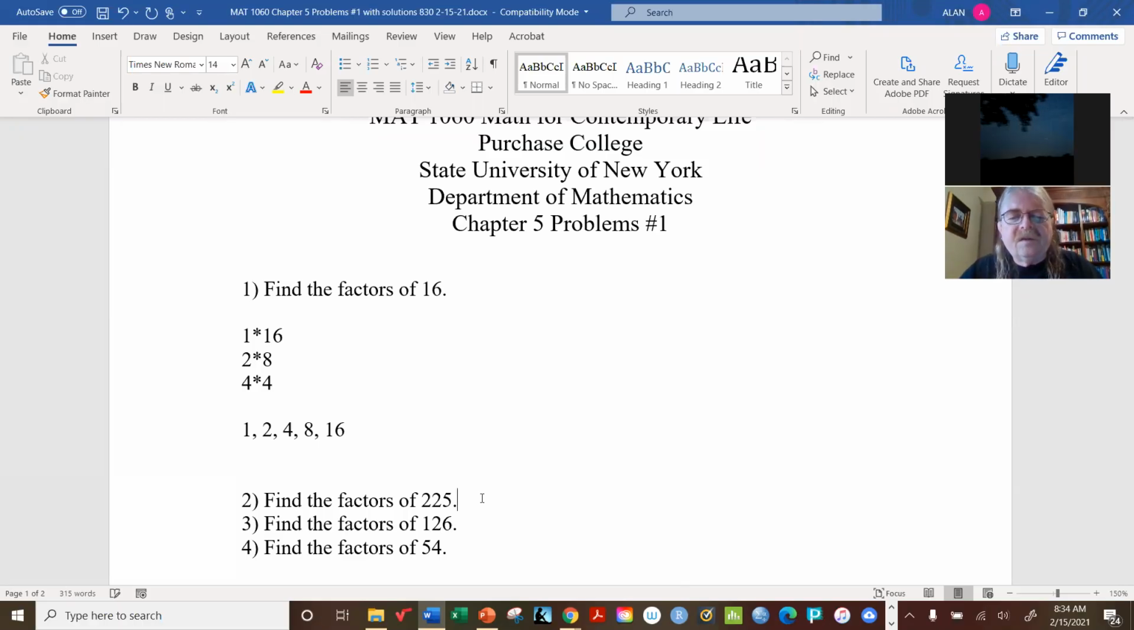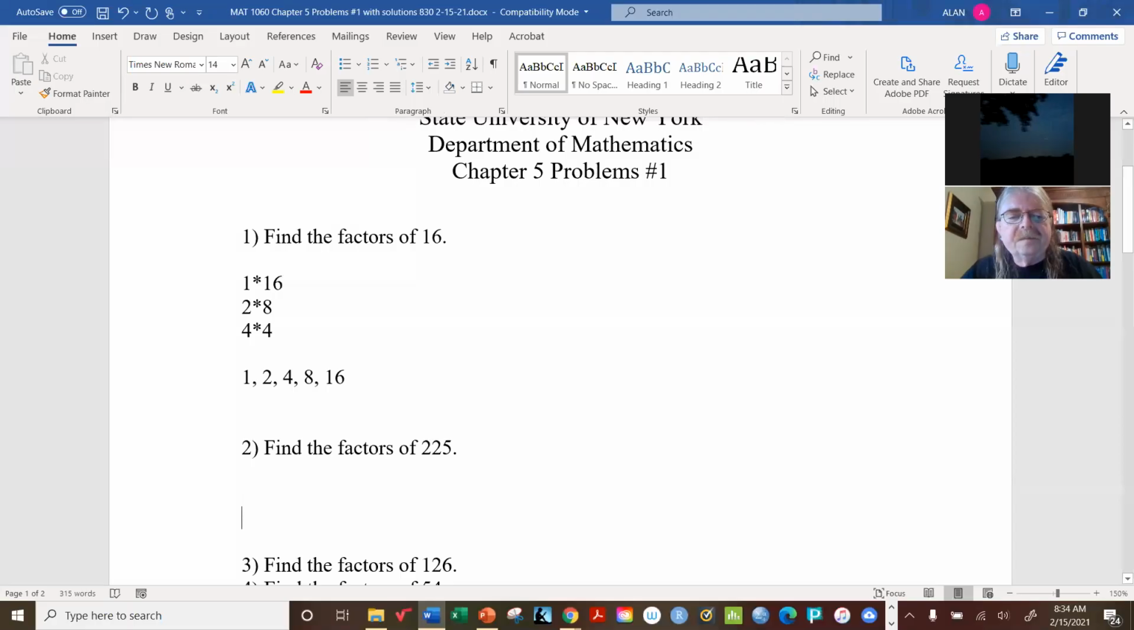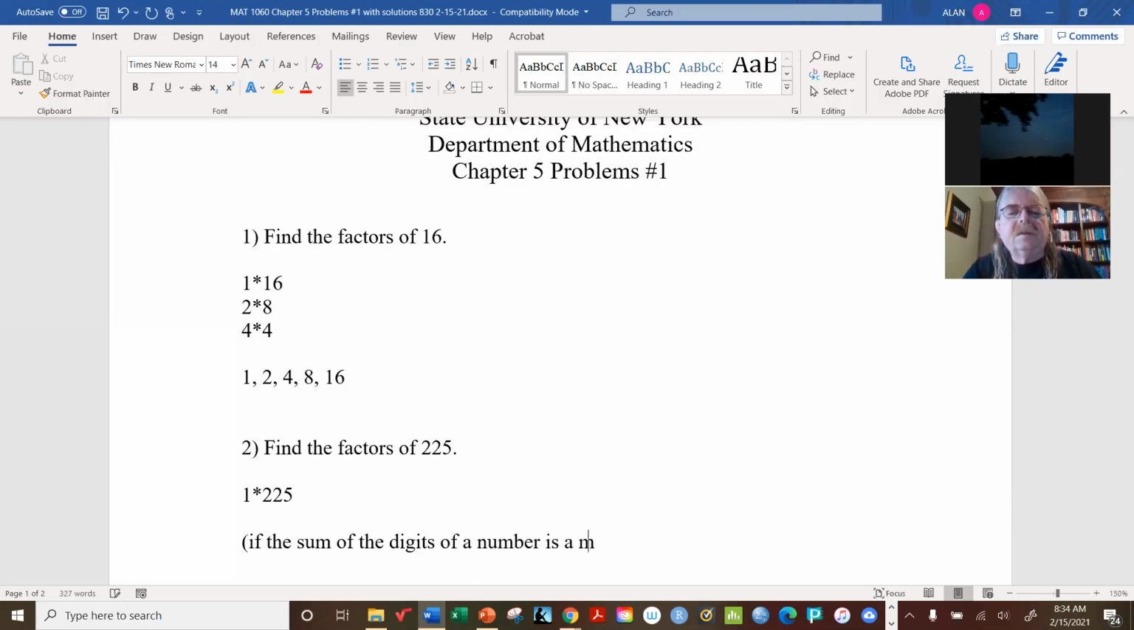All right, now how about 225? Now this one probably has quite a few. Obviously 1 and 225, not 2. How about 3? How can we tell if it's divisible by 3? Well, here's a fun little side note. If the sum of the digits of a number is a multiple of 3, you may have heard this rule before, then the number is divisible by 3.